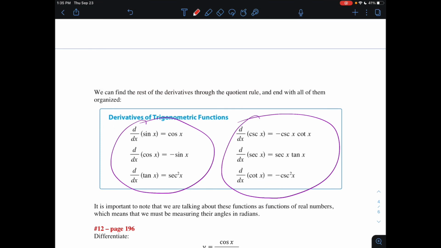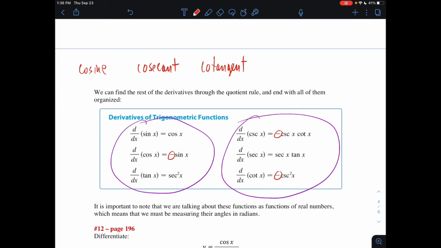The ones that are negative are the derivatives of cosine, cosecant, and cotangent. And when you think of those words, cosine, cosecant, cotangent, they all start with the prefix co, because these are all related to the idea of cofunctions and complementary angles. So you can just remember that the derivatives of the cofunctions, those will be the negative derivatives.